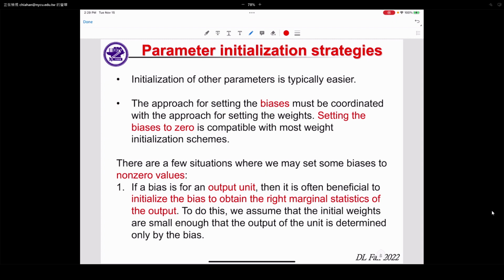As for the bias, it's easier. You can just set the bias to 0, a constant value. But sometimes you might want your bias to be non-zero but still constant. If the bias is for an output unit, you want to set the bias to match the statistics of the output. I want to set the bias to make sure that it matches the real average of the output.